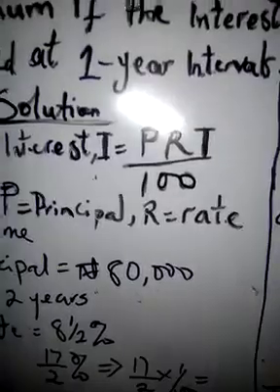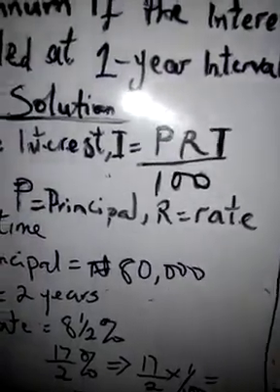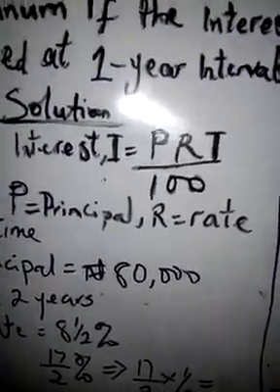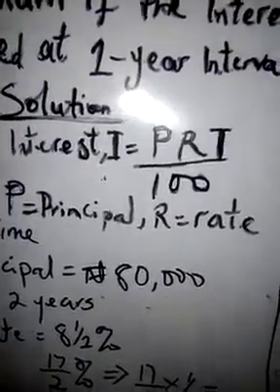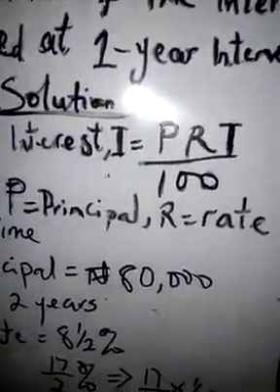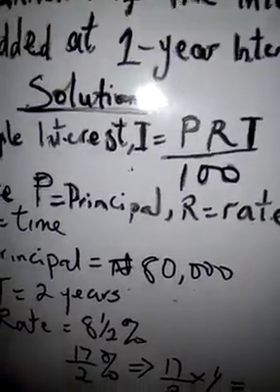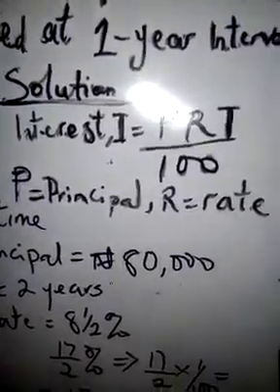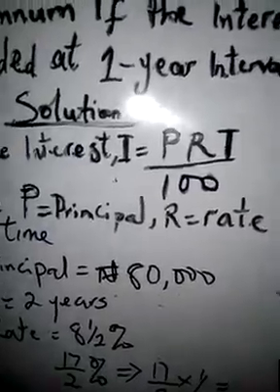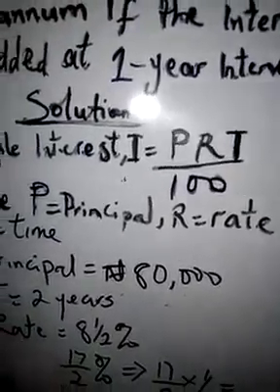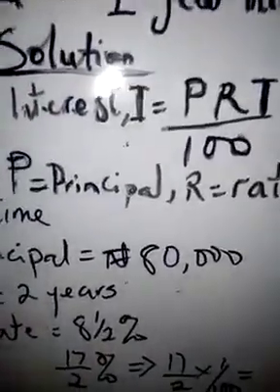So by the time you want to calculate for the second year, what do you have to do? You have to add the interest for the second year to the previous principal. It will now not be the initial principal, which is 80,000. It will be the amount for the first year. So let's go ahead and see.